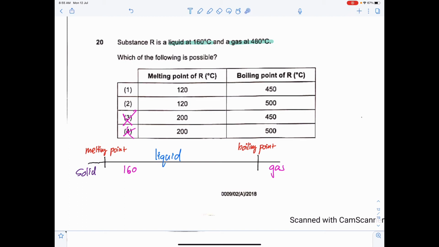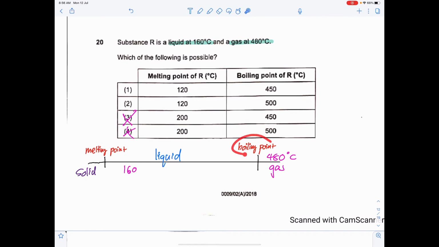Because if it's at 200 degrees, it means that at 199 degrees, it will still be a solid, which is not the case. Similarly, they also tell you it is a gas at 480 degrees. So what happens is that, okay, 480 degrees is somewhere here. Your boiling point needs to be below 480, cannot be above 480. If it's above 480, that means at 480 it is still a liquid.